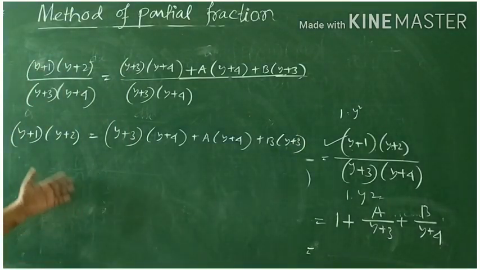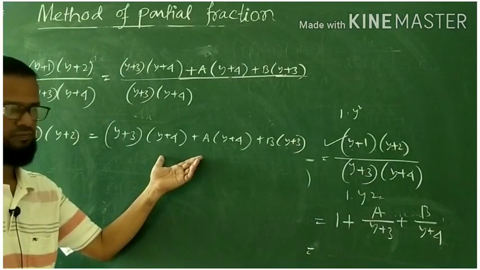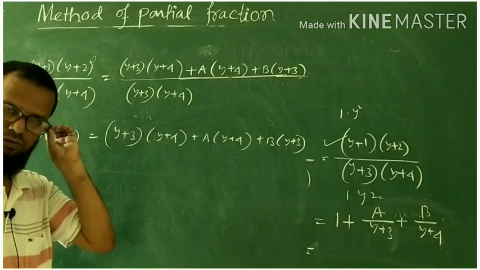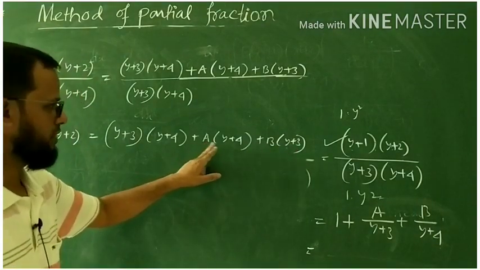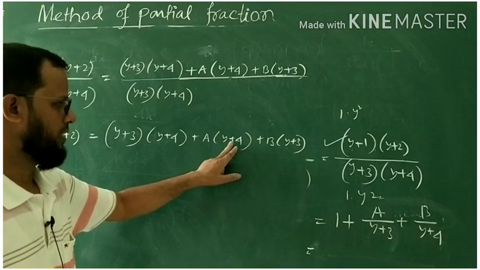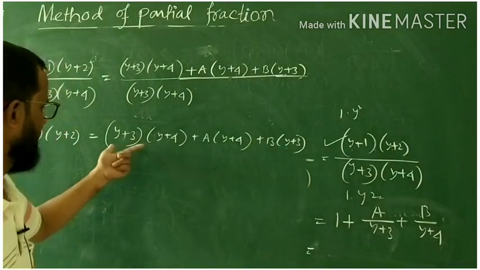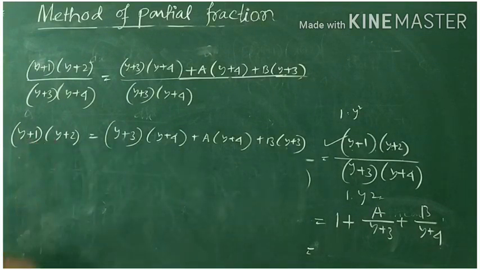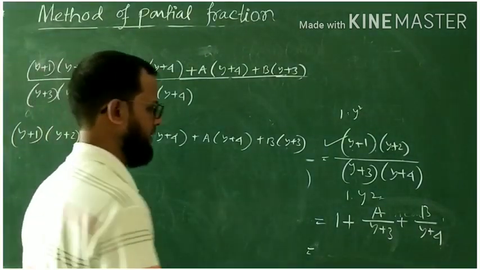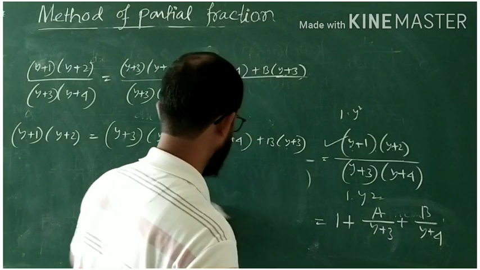Now your aim is to find the constants A and B. समझ में आ रहा है? So putting y equal to -3, you will get the value of A. Putting y equal to -4, you get the value of B. दोनों में एक term 0 हो जाएगी। समझ में आ रहा है? And accordingly you put the values and you will get some value of this. Your integral becomes what?